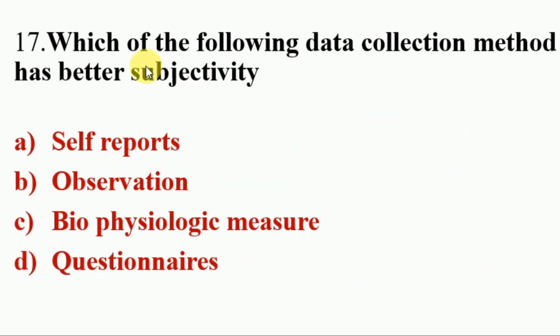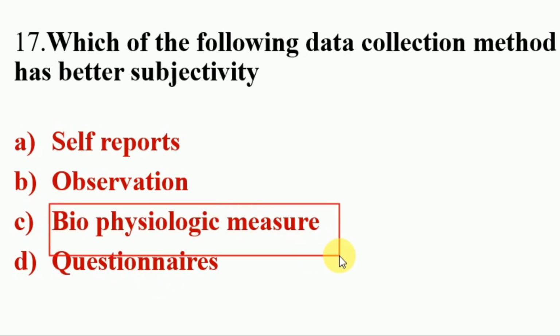Next question, which of the following data collection method has better objectivity? Options A. Self-report, B. Observation, C. Biophysiologic measure, D. Questionnaires. Answer is C. Biophysiologic measure.